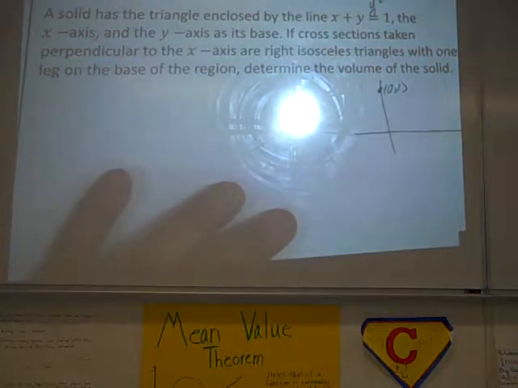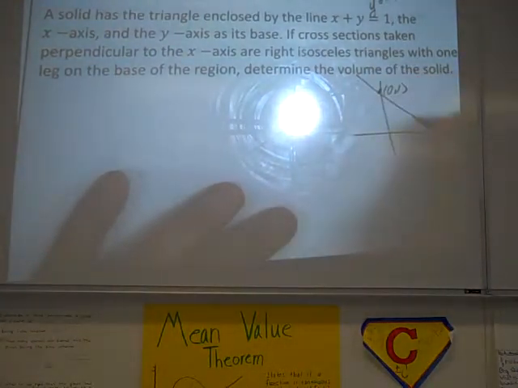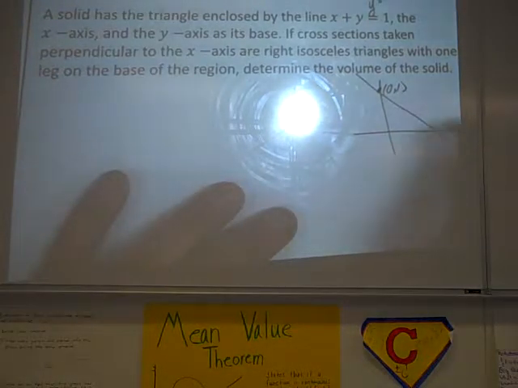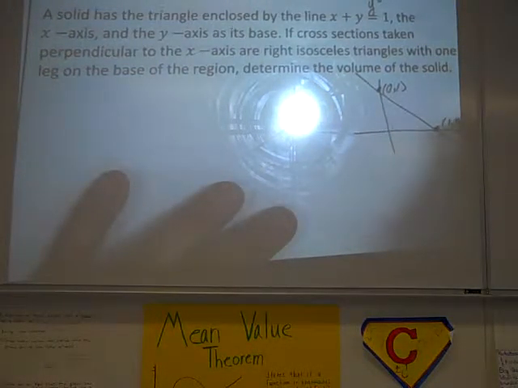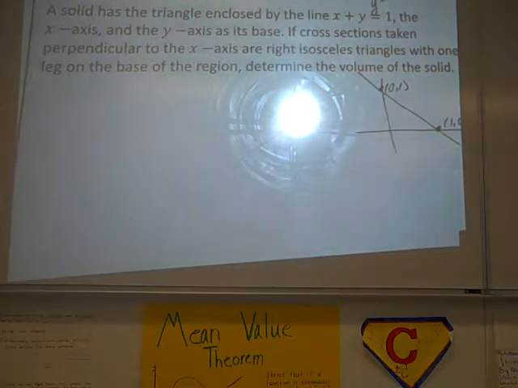So that passes through the point (0, 1). The line decreases with a slope of negative 1. That must mean that I'm going to cross the x-axis at (1, 0).